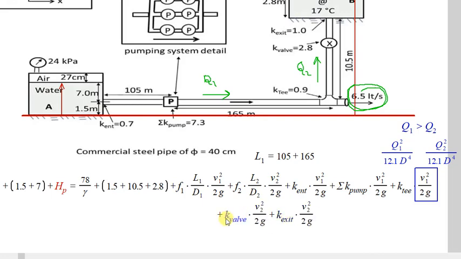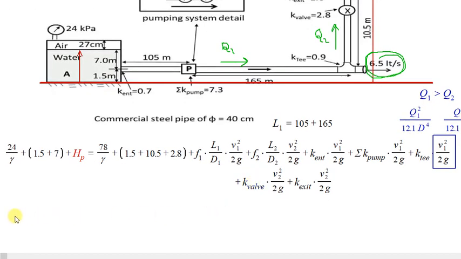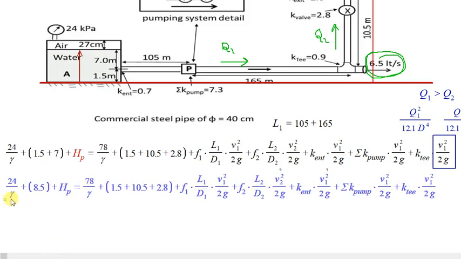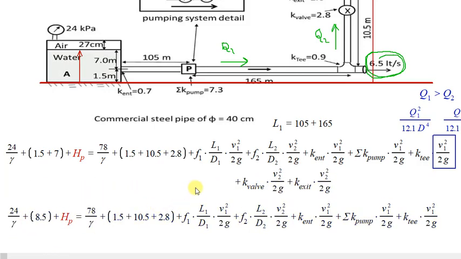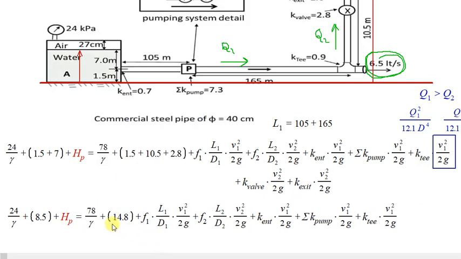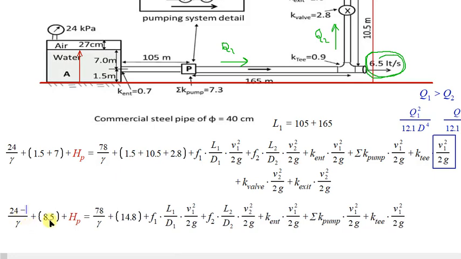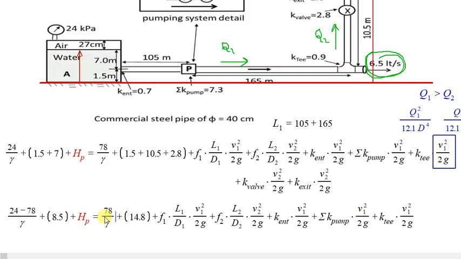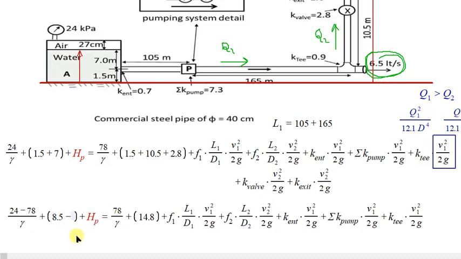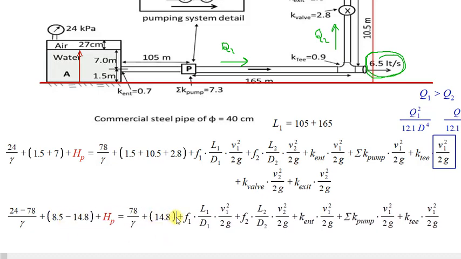That's it. Okay, let's think of taking common factors. This one also we can make smaller. This one will be minus. So here I can write this one minus 78, and this one will be minus 114.8.